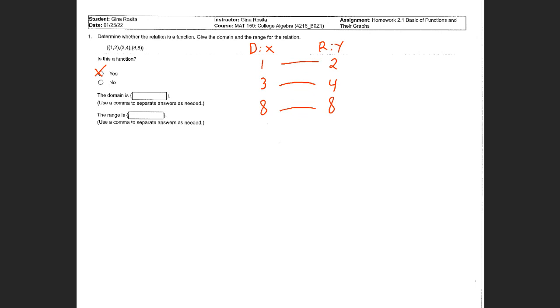Okay, now look at the domain. The domain is, look at this one. Just write down 1, 3, and 8. The range is y: 2, 4, 8. Okay, go to the next one.